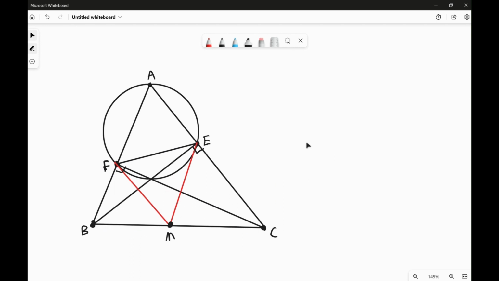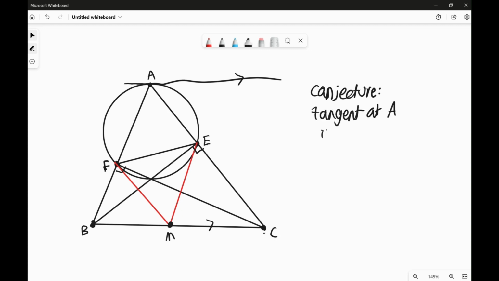But we are not done there yet, because now we can consider the tangent here at A. Let's go ahead and construct that. Now, what does it look like here? It seems to be tangent to BC. So the conjecture is that the tangent at A is parallel to BC.